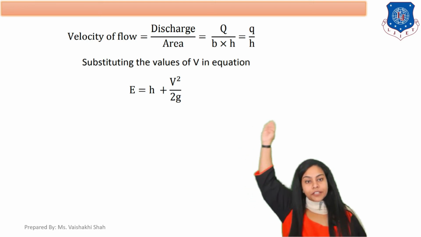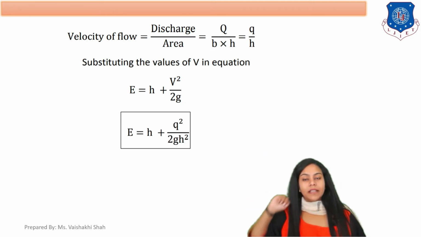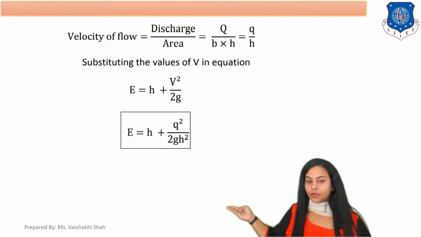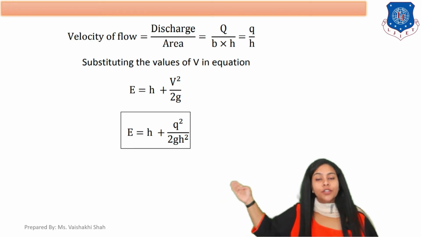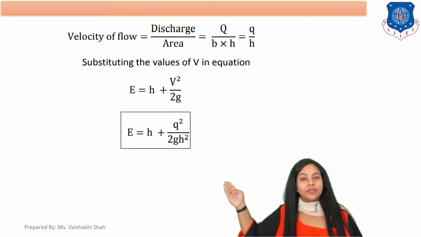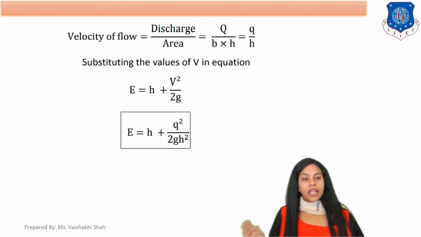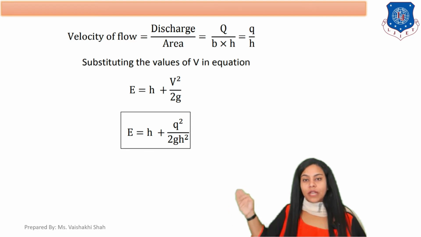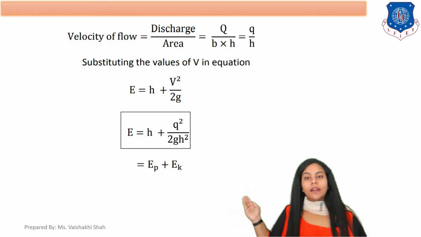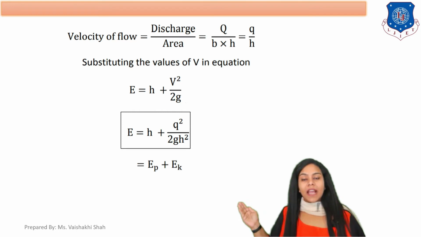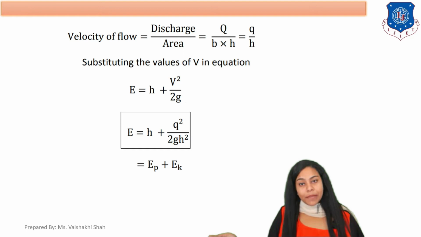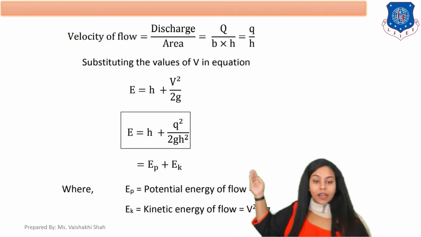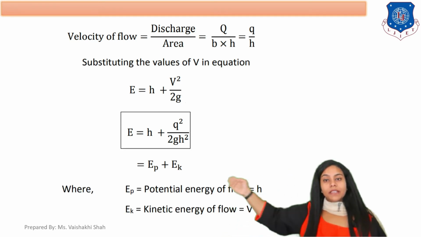So we know the equation for v. Replacing v by q divided by h, you get E equals h plus q square divided by 2gh square. Now here h can be replaced by EP and q square upon 2gh square can be replaced by EK.